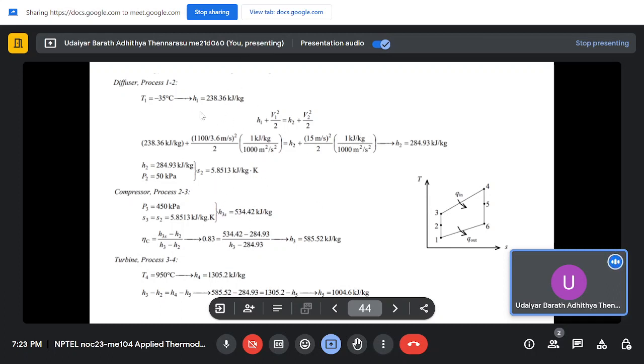So across the diffuser, your inlet temperature is minus 35 degrees Celsius. Correspondingly, the enthalpy for that is 283.36 kilojoule per kg. Now when we apply the steady flow energy equation across the diffuser, we get h1, the enthalpy at inlet, plus V1 square by 2 equals enthalpy at state 2 plus V2 square by 2.